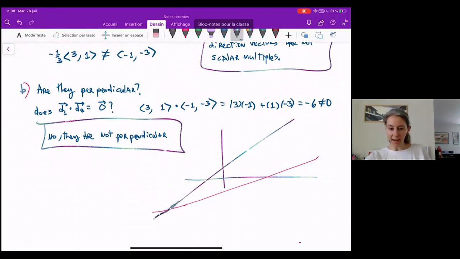Can they touch more than one time? No. So they're not going to touch infinite times. To touch infinite times, they'd have to be parallel. They'd have to be the same line. To touch no times, they'd have to be parallel and not the same line.